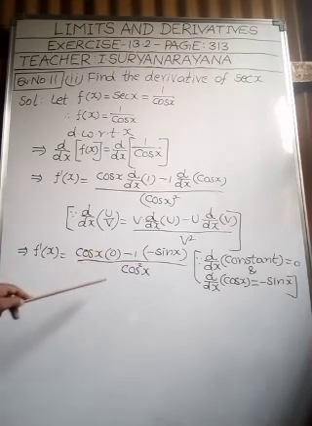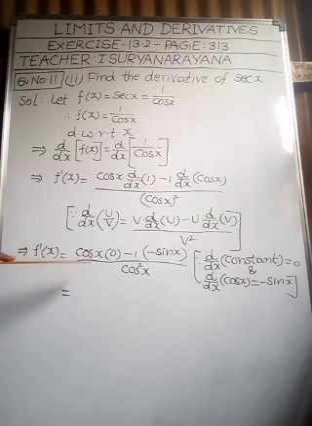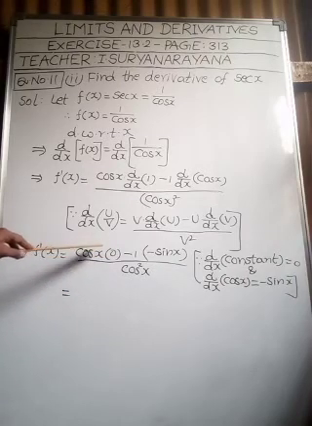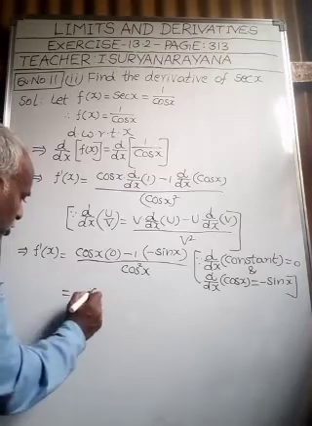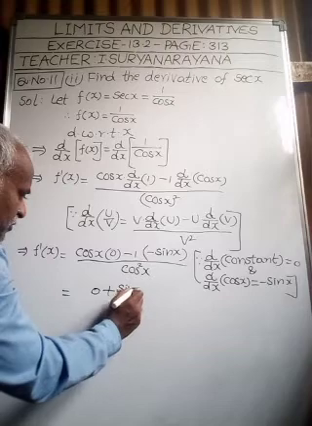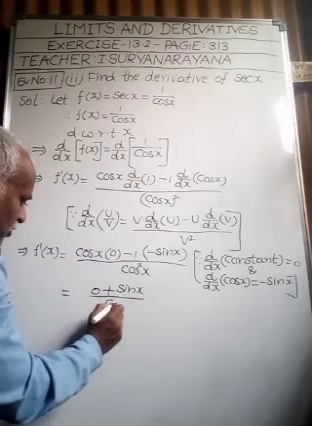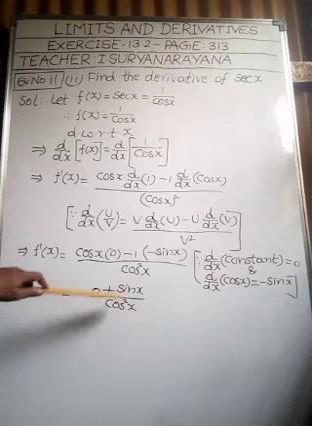Now let us simplify the terms. Okay, my children, that is equal to, in the numerator, what do you get? The first term is 0, because cos x into 0 is 0. 0 minus of minus, what do you get? Plus sin x by cos square x. Okay, my children, understood this step?